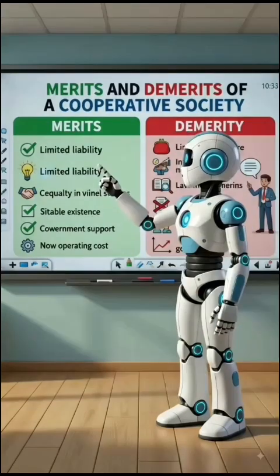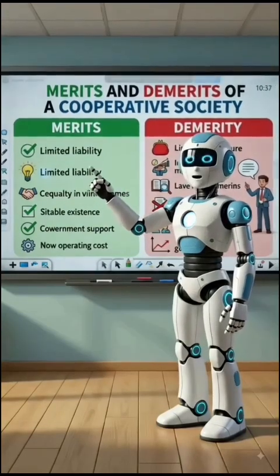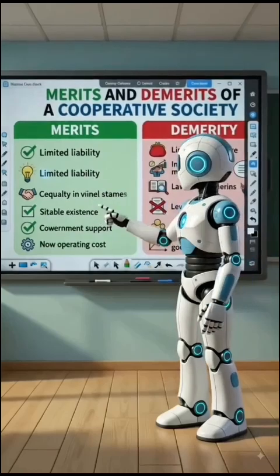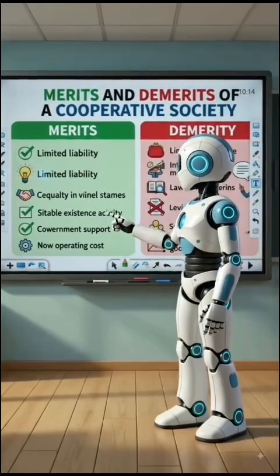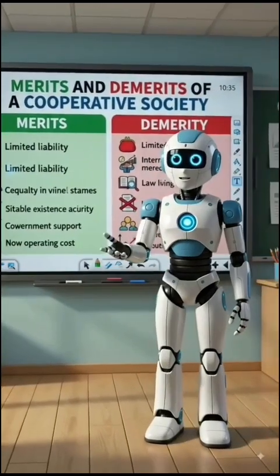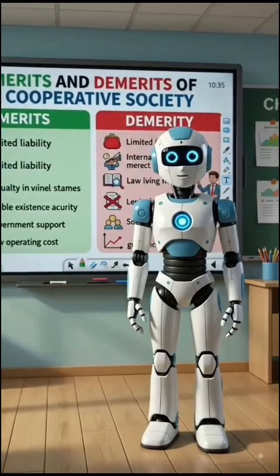As a cooperative society is based on democratic pattern, it enjoys special privileges from government, such as low taxes, subsidies, and low interest rates on loans.